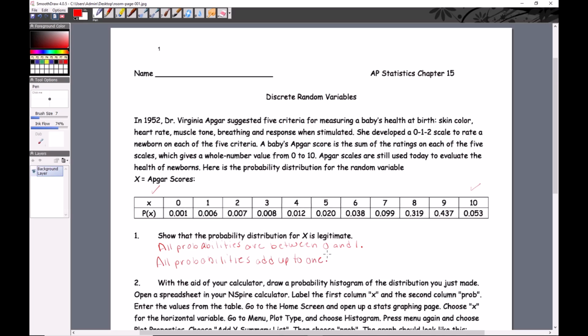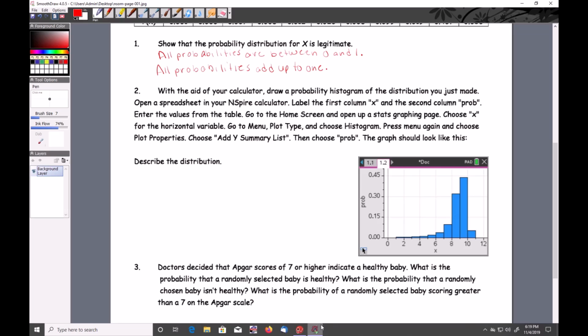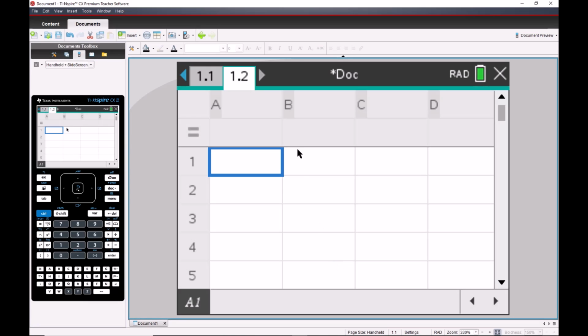Okay. So it is a legit probability distribution for this particular random variable x, which is Apgar scores. All right. So the next thing on the agenda is to produce this probability histogram. This number 2 up here does have instructions on how to do it on the calculator, but so do I. So here it is. What you want to do is go home and open up one of these things.